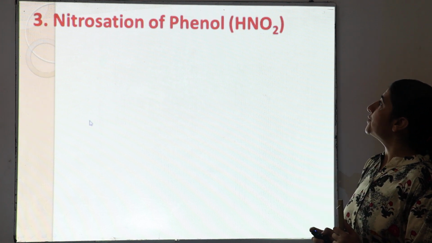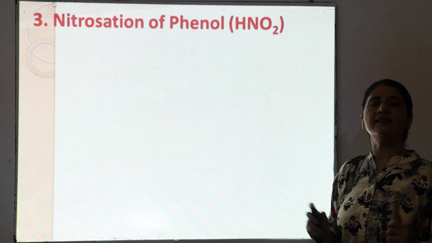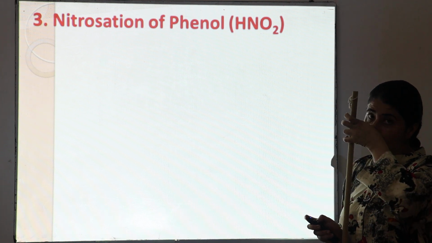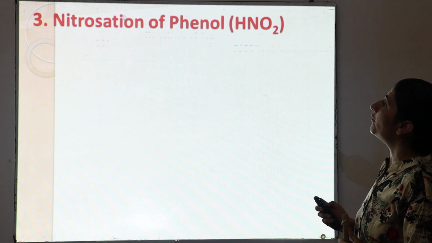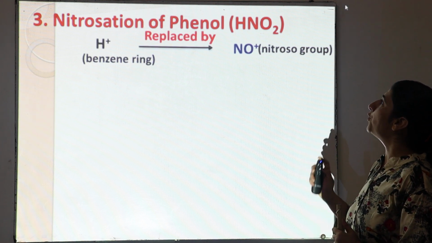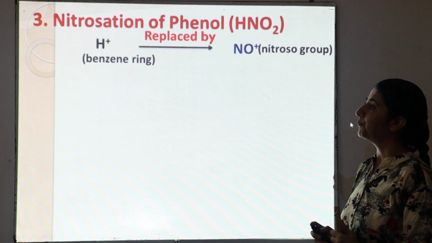The next is the nitrosation of phenol, which takes place in the presence of nitrous acid, that is HNO2. In this case, the H positive of the benzene is replaced by the NO group. This is a nitroso group.